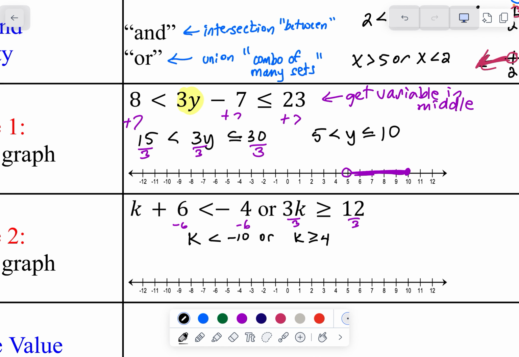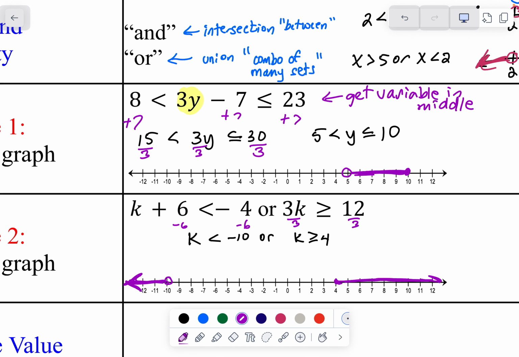Now, with the or ones, whatever we color in on the page is our answer. It's just our answer. So k is less than negative 10. We'll have an open circle at negative 10. We're going to shade to the left. K is greater than or equal to 4. We're going to have a closed-in dot at 4. We're going to shade to the right.